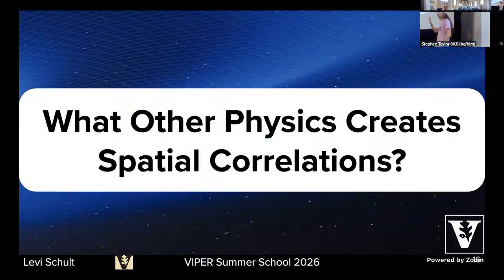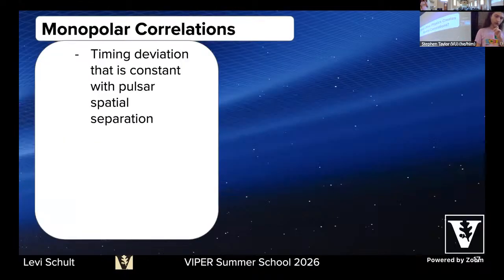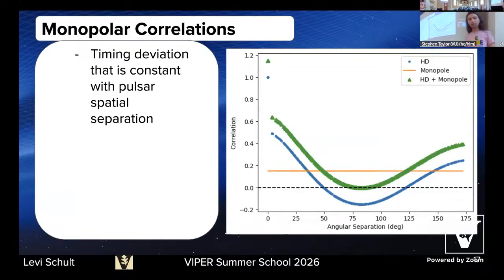So that's some more detail on the Hellings-Downs correlation, but there's other physics that can create spatial correlations across your pairs of pulsars. We can have monopolar correlations. This is exactly what it looks like: you just have some excess timing deviation that you can see across all your pairs of pulsars in the array. That's the orange line there, and in blue I've also plotted the Hellings-Downs curve.